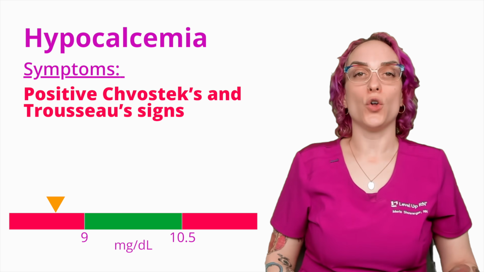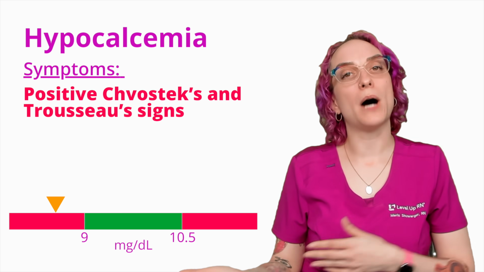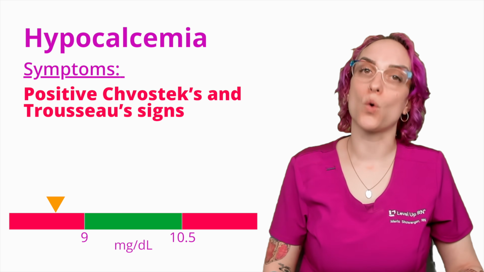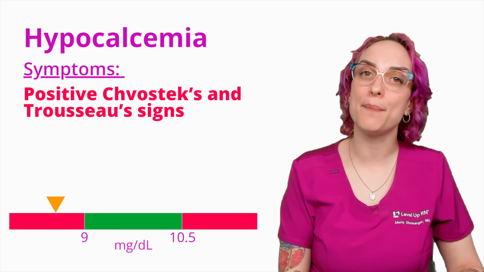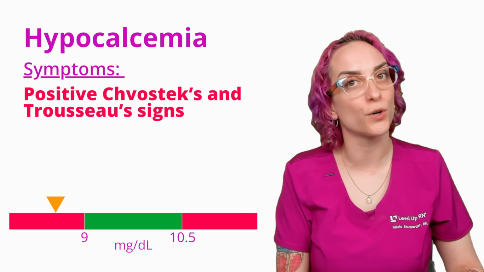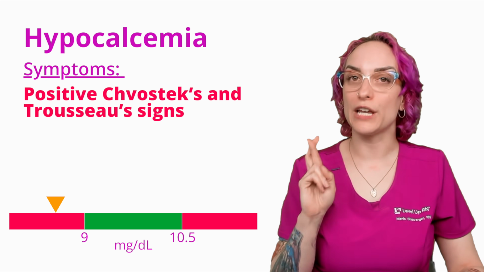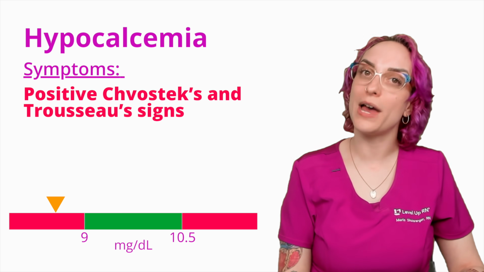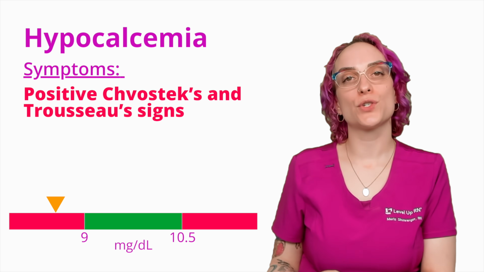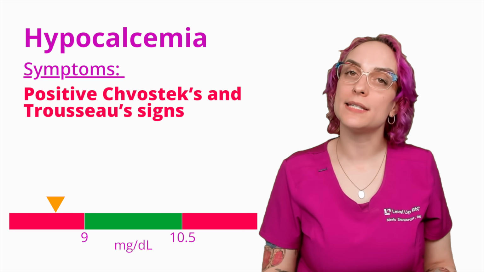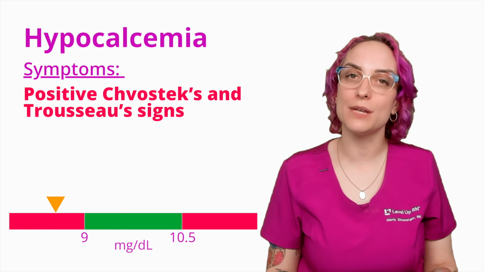That is called Trousseau's sign, and that would be a positive finding. That would be an abnormal finding. So both of these are present in hypocalcemia. Super duper important things to know in relation to one another and in relation to that electrolyte imbalance. So aside from Chvostek's and Trousseau's sign, what else might we be seeing in somebody who has hypocalcemia?